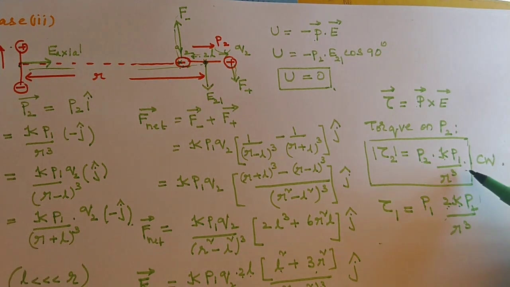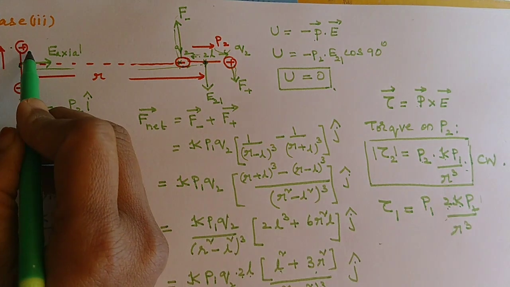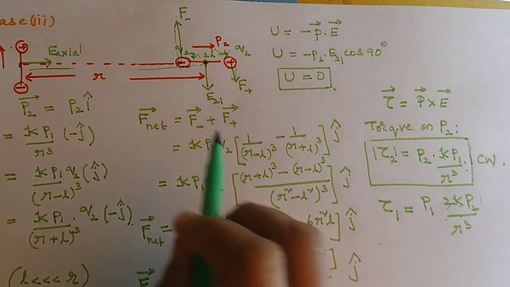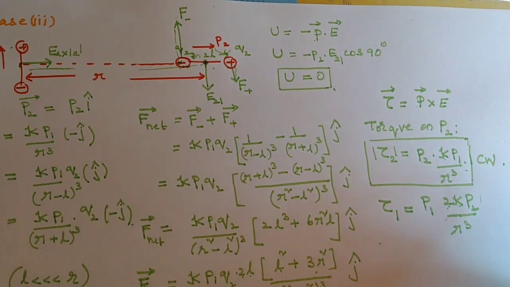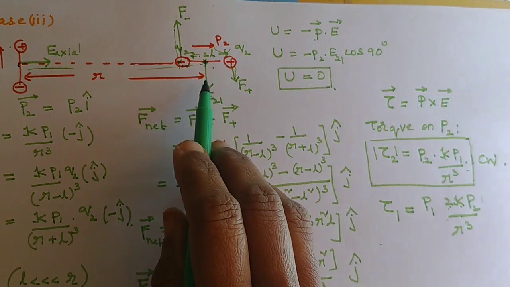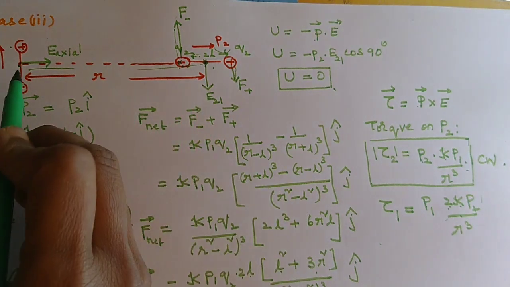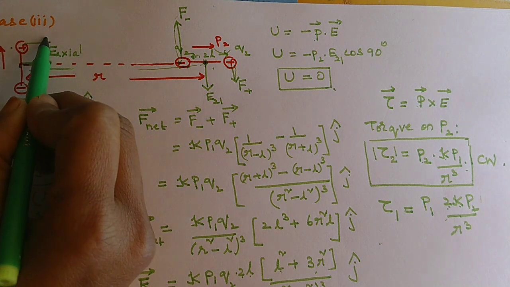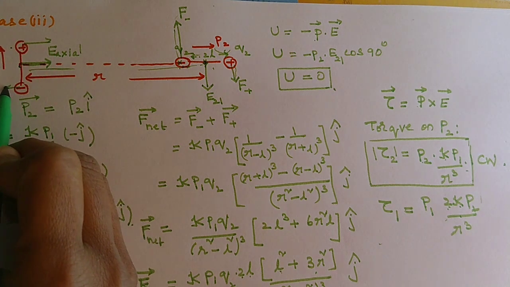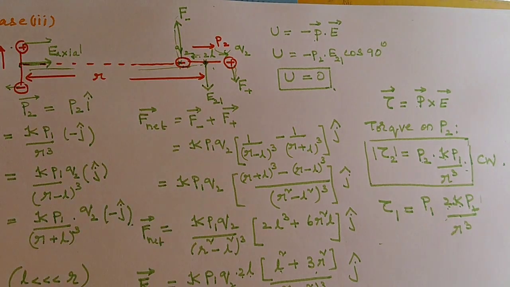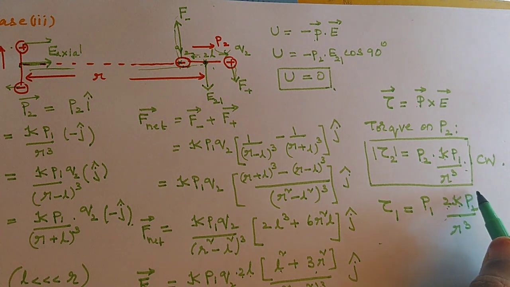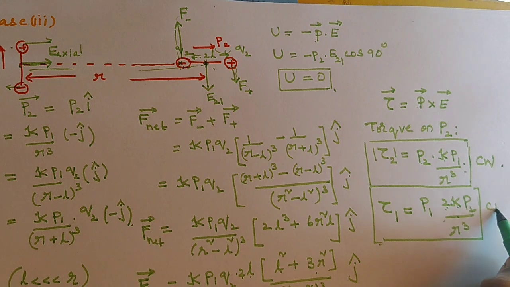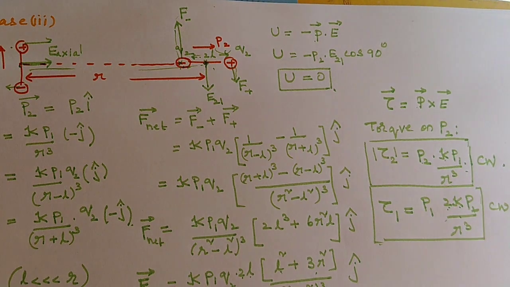You can clearly see the torques are not equal. This is also experiencing a torque in clockwise direction, which is more in magnitude, whereas P2 is also experiencing a clockwise torque but less in magnitude. So to identify the forces, okay, you can see this is more and here the force is opposite. This also will experience a clockwise torque. So the two torques are in clockwise direction but with different magnitude.